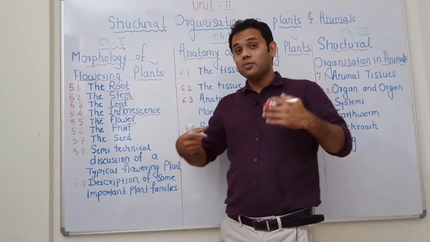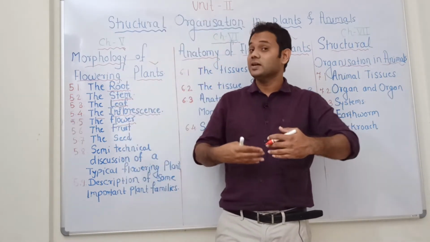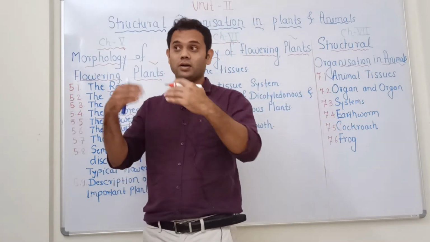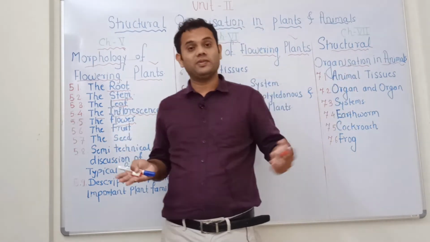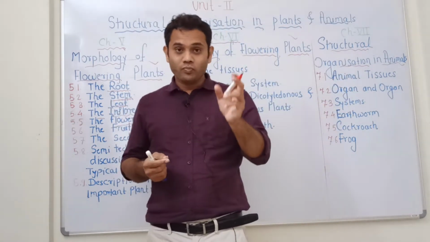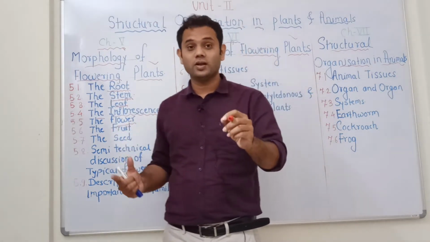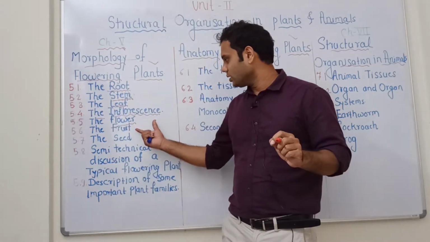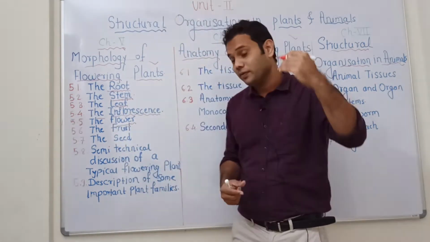Then what is a flower? It is the modified shoot which is specially designed for sexual reproduction. For us, a flower is a part of beauty. We see the flower and say, wow, what a beautiful flower it is. But from the plant's perspective, it is the primary organ of reproduction.